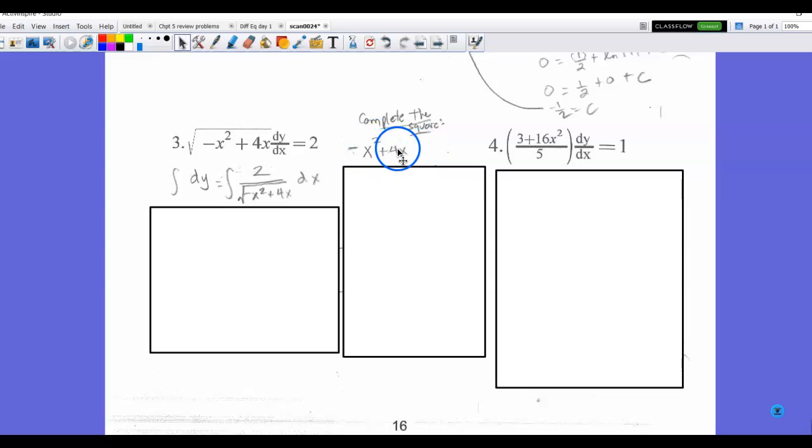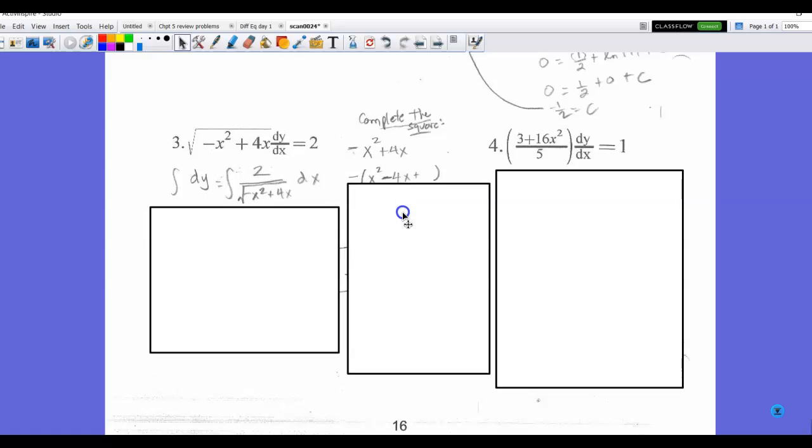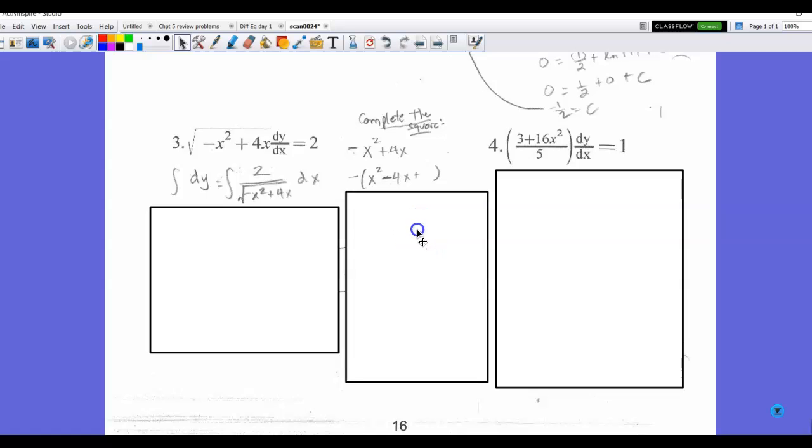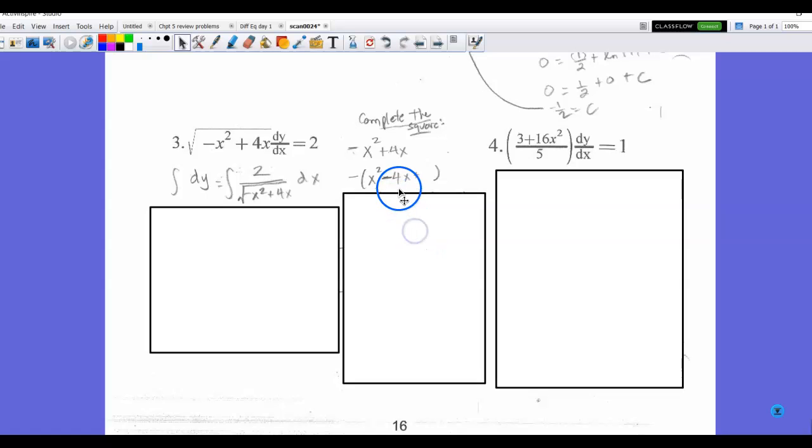So we have negative x squared plus 4x. Remember when you complete the square, the coefficient of x squared needs to be a positive 1. So phase 1, I am factoring the negative out, and that leaves me with positive x squared and minus 4x. And then I made room for what I need to complete my square. To complete the square, I'm going to take the coefficient of x, ignoring the sign. In other words, I'm going to take the 4, divide by 2, and square that number. So 4 divided by 2 is 2, and 2 squared is 4.